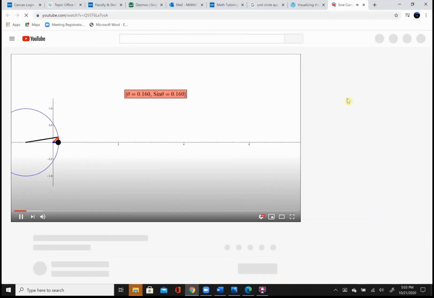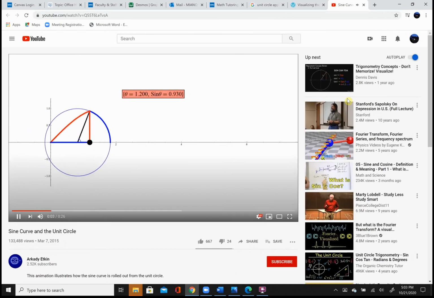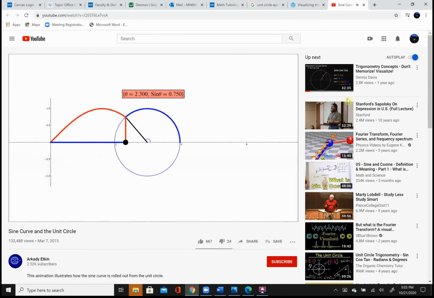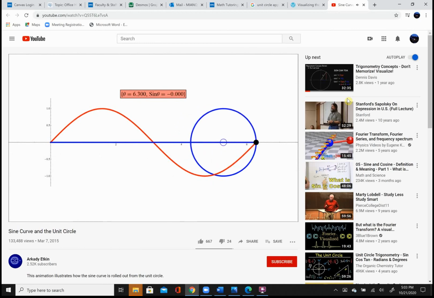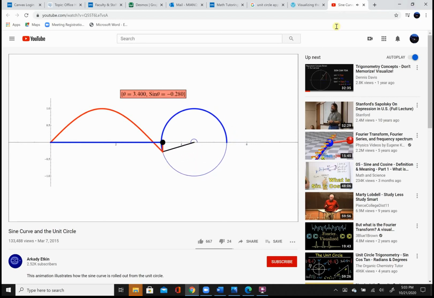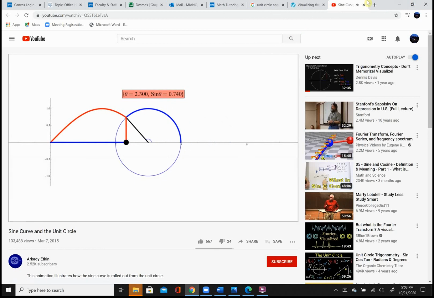So here is a beautiful representation of a sine wave and how its trajectory lends itself to the unit circle. Oh, isn't that gorgeous? So there's a hyperlink in there to that one. Cool.